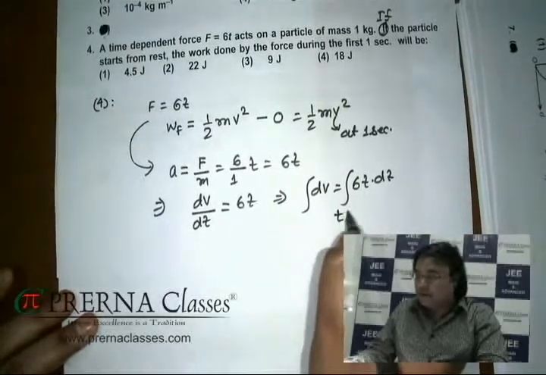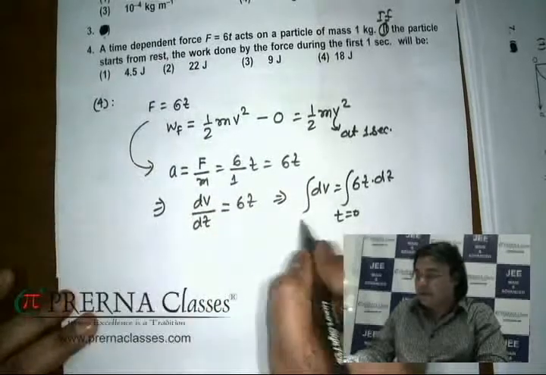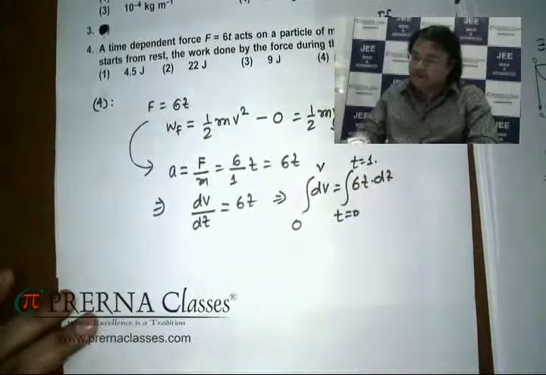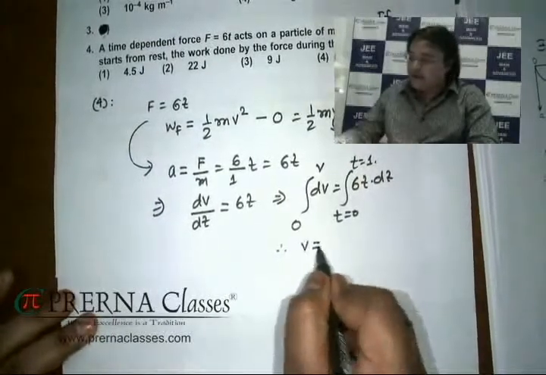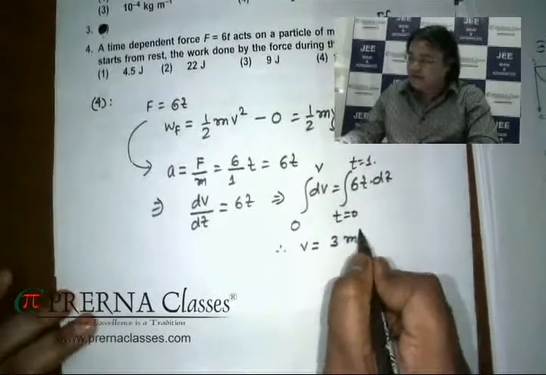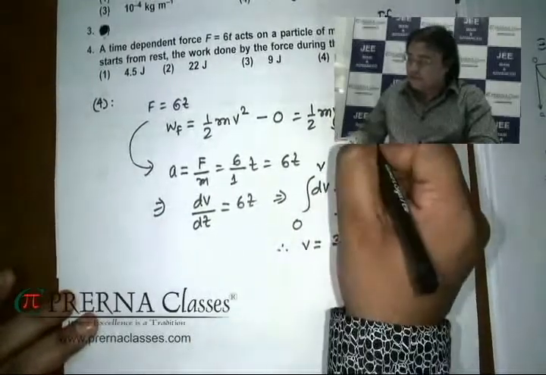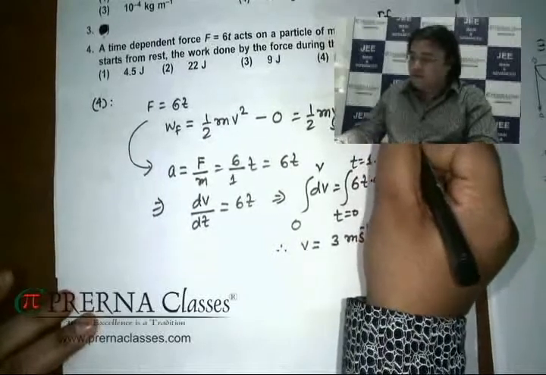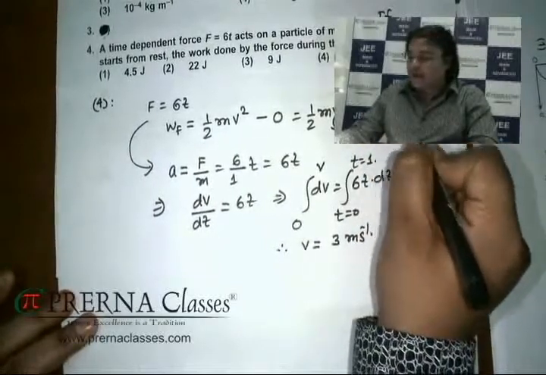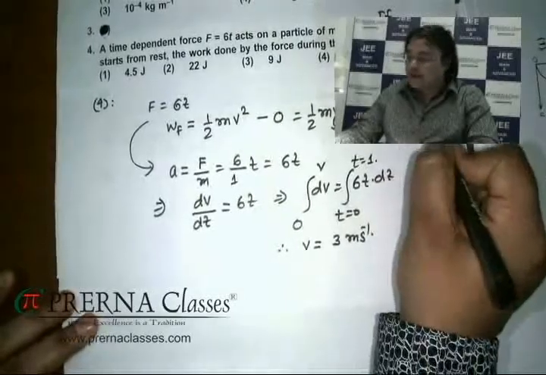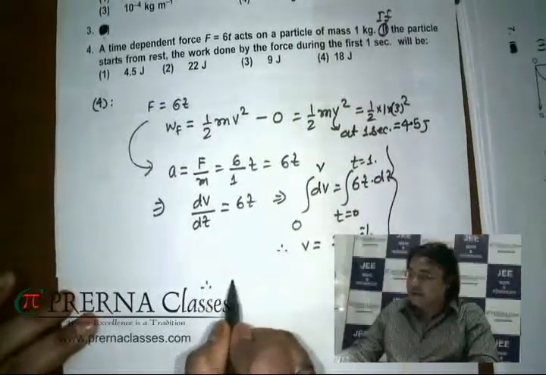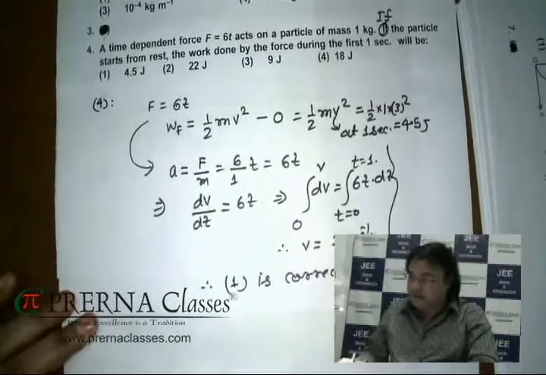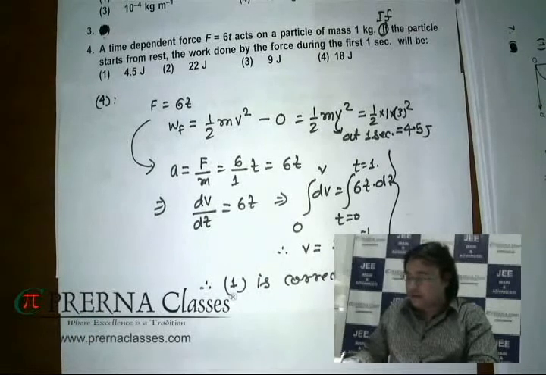Now it comes dv equal to 60 dt. On integration, at t equal to 0 the velocity is 0, since it starts from rest. At t equal to 1 second, the velocity comes... So from here we obtain v equal to 3 meter per second. Clear? So what could be the kinetic energy? It will be half, the mass given here is 1, and 3 squared. So the final answer comes to 4.5 joule. So the correct option is 1.